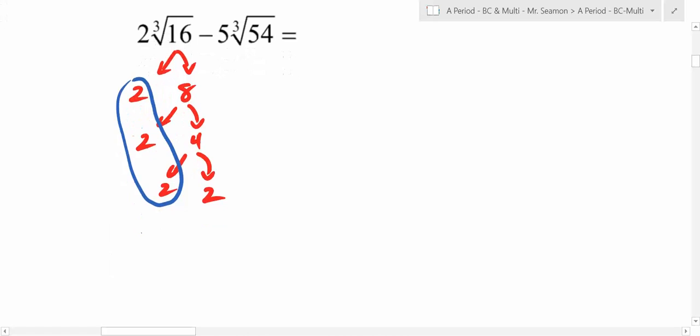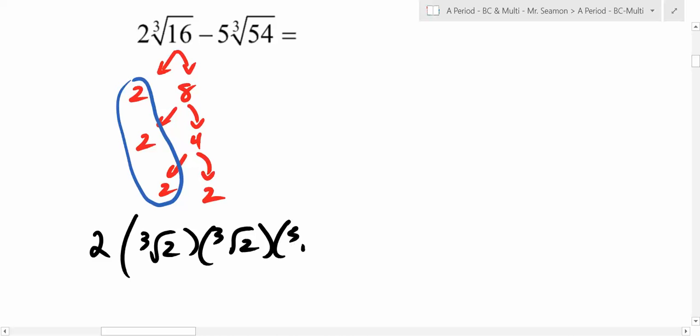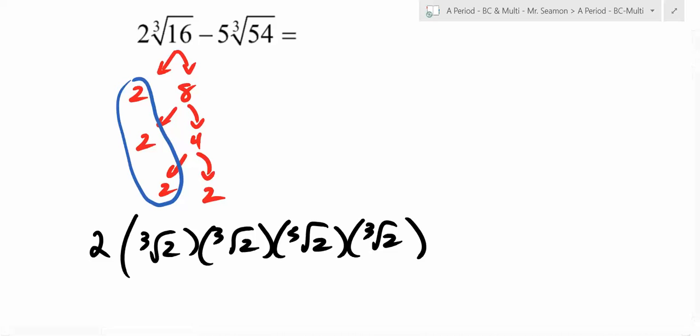So one way you can rewrite this is 2 times the cube root of 2, and this is the long form way of writing it, times the cube root of 2 times the cube root of 2. You can expand it. But what is the cube root of 2 times the cube root of 2 times the cube root of 2? What's the square root of 5 times the square root of 5?